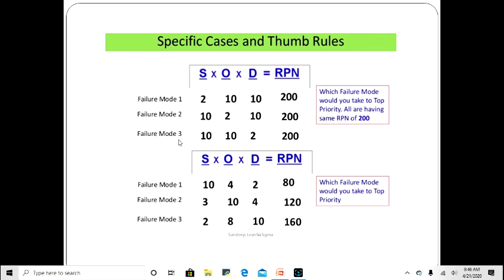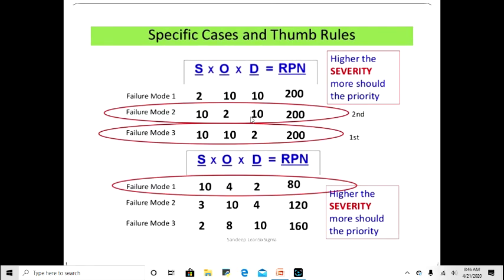So there's a thumb rule. Just to brief you, wherever the 10 is told as high, you will identify the process to be identified based upon this 10 number, right? So first priority is for this. Severity is the first priority. Occurrence is second priority. Detection is the third priority.